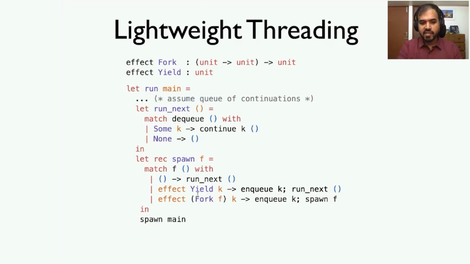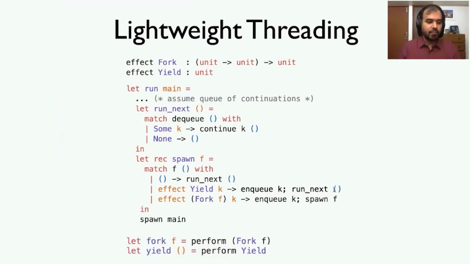And yield is simpler. When you want to yield, you get the current continuation, right, which is the handle to the current task. You enqueue the current task, and you simply run the next task from the scheduler queue. Right? And that's the program. You can give it a nicer interface by having functions fork and yield, which simply perform the corresponding effect, right?